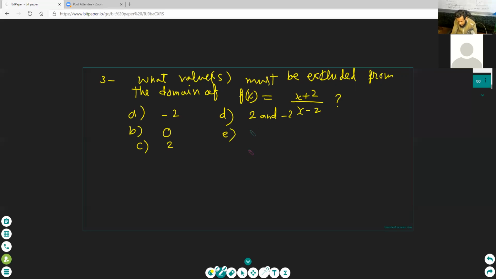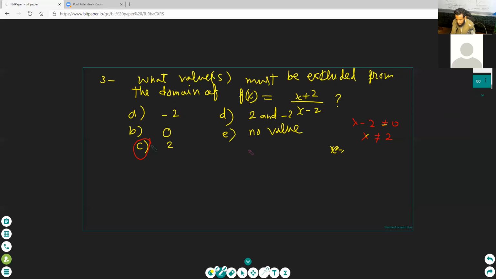E option, no value. Tell me which one is correct. Yes, C, this is good. Because you can solve it, if x is not equal to 0, then it is not equal to 2. Yes, we will exclude 2.